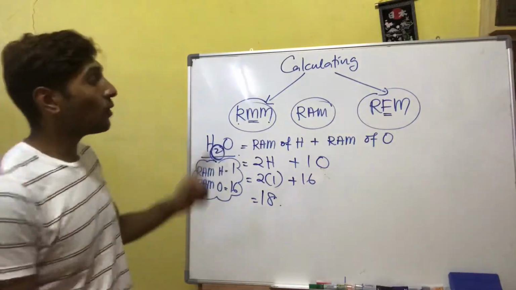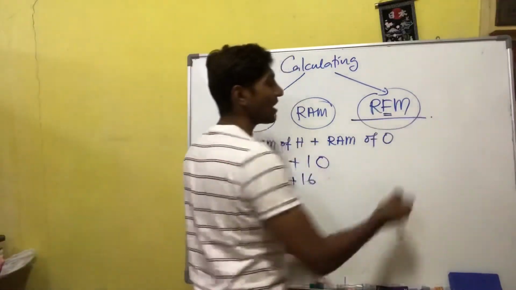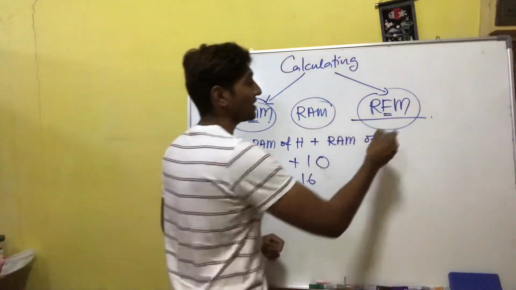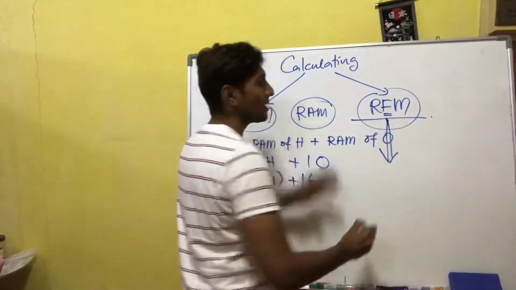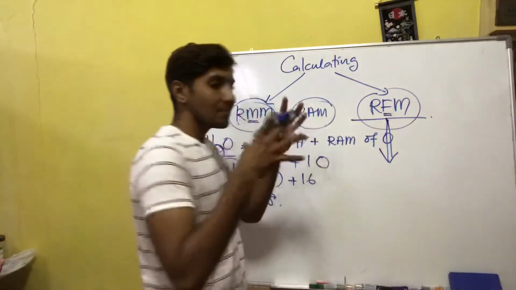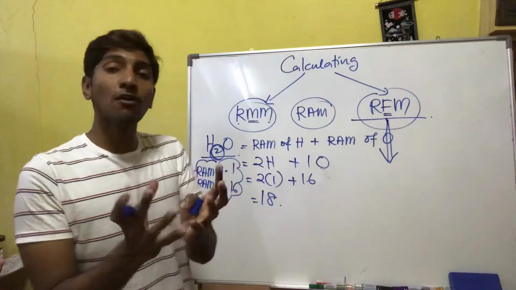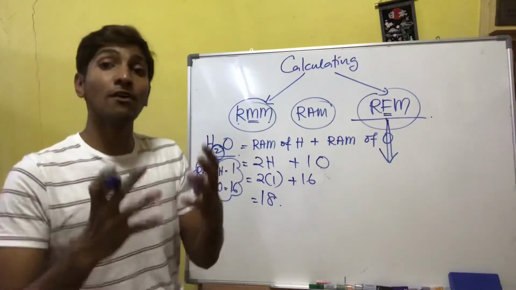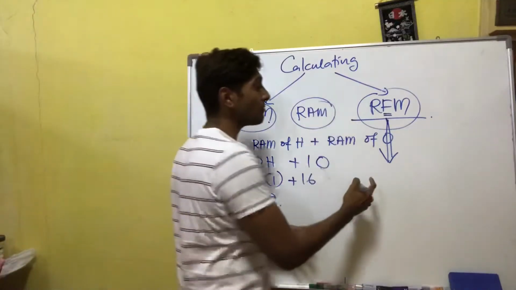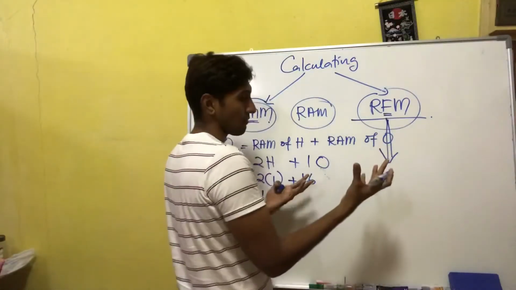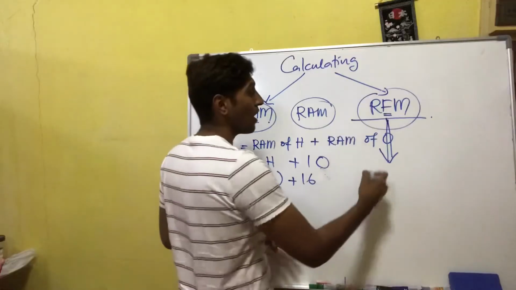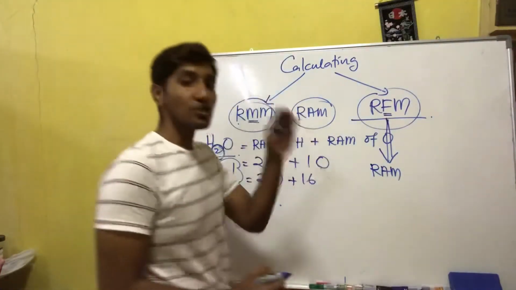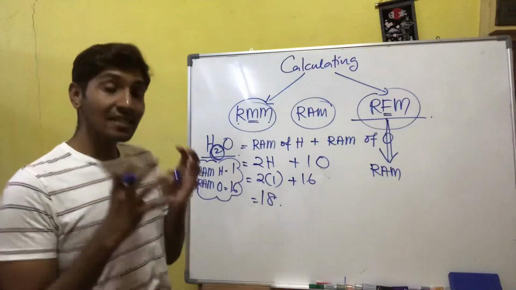Okay, now what about RFM? RFM, like I said, also goes through the same process. But the difference is that you are trying to calculate the mass of the ionic compound. So how to measure the ionic compound's mass? You still need the RAM of each and every atom that is in the ionic compound.